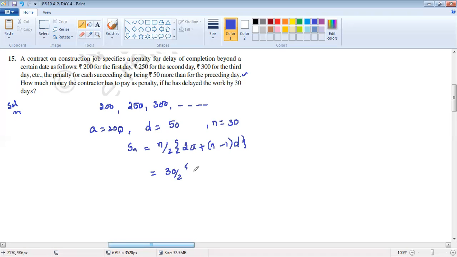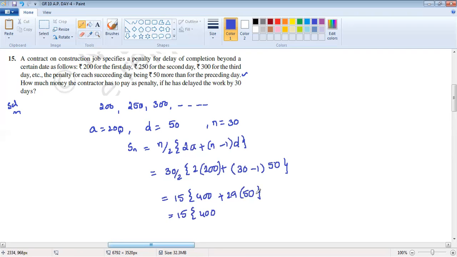Please substitute all these values. 30 by 2 into 2 into 200 plus 30 minus 1 into D value 50. So 15 into 400 plus 29 into 50. Then 29 into 50 is how much? It is 1450. So 15 into 1850. What is the value now?